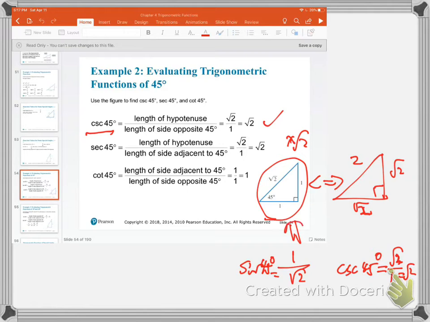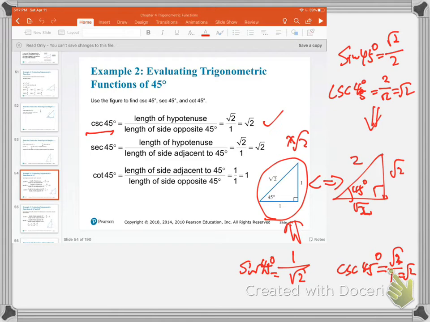If you use this blue triangle or this red triangle, you get the same answer. So sine 45 is opposite over hypotenuse, so radical 2 over 2. And then you flip it, you get cosecant. So 2 over radical 2 is radical 2. Okay, so for 45 degrees we have two models. You can use this blue or red, you pick it.